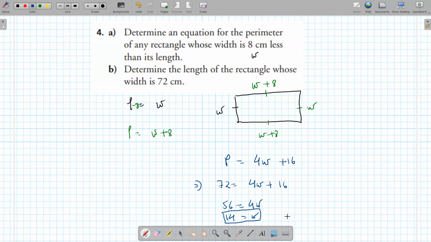That means the length is going to be W plus 8, so it's going to be 14 plus 8. It's going to be 22, okay? So here the crucial thing, the most important thing here is this guy right here. You come up with the equation for length in terms of W.